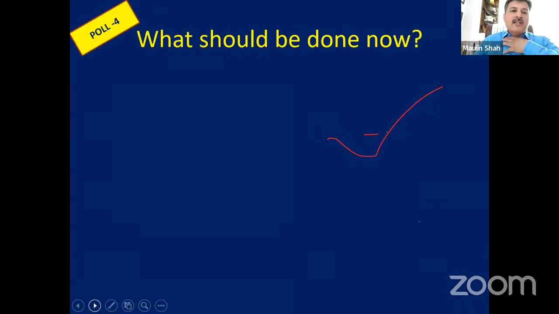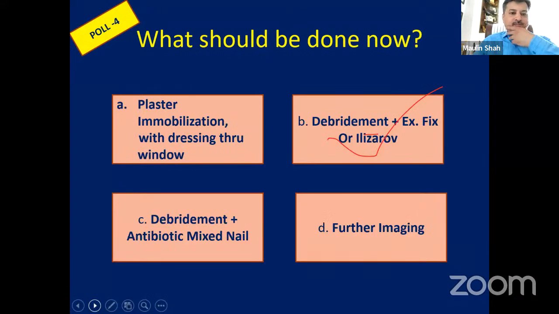Now my poll is, what should be done now? The patient has a pathological fracture at both ends. Should we do plaster immobilization with dressing through the window, a debridement and X-fix or Ilizarov, debridement and antibiotic mixed nail, or further imaging? Please put your poll, and the person who has done marking, please remove it.